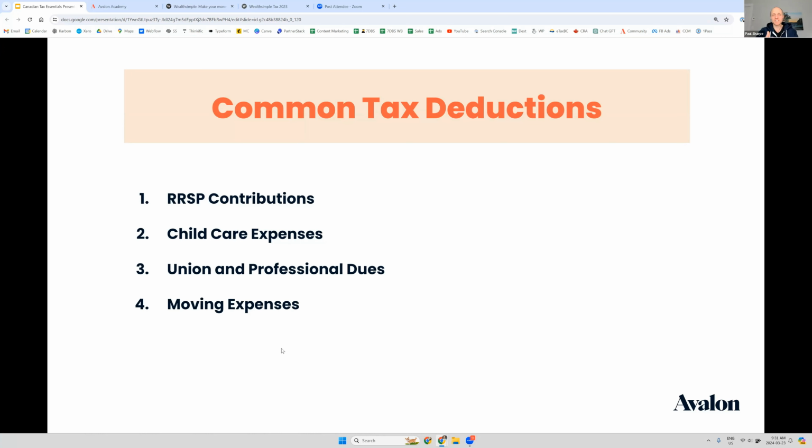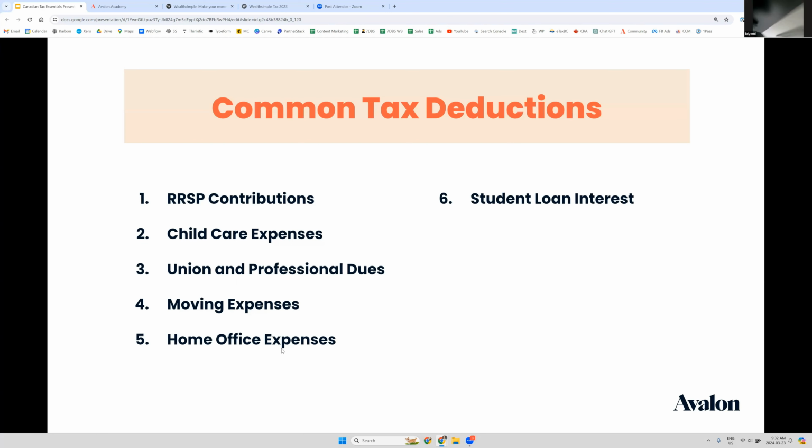Moving expenses is a very specific scenario. If you move to work or earn income and if you move 40 kilometers closer to your workplace, you can deduct some moving expenses. If you think this is you, just do a quick Google. There's some good resources on it online, but it is a tax deduction as well. Home office expenses, that's another one. Some employers request, and even if you're self-employed, you can deduct home office expenses. So things like your internet and your utilities, a portion of those, all that stuff can be deducted as home office expenses potentially.